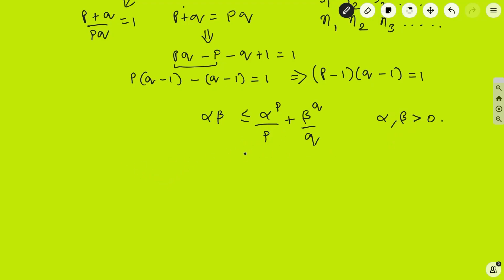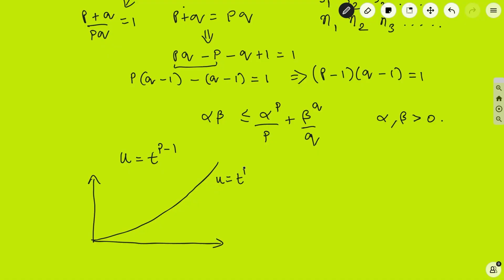And to prove this, interestingly, the textbook draws two graphs. So what are these graphs? The textbook tries to draw this function t to the power p minus 1, where t is just some variable. The graph looks like this. The graph is increasing. And so this is u is equal to t to the power p minus 1. So your x-axis is t and your y-axis is u.